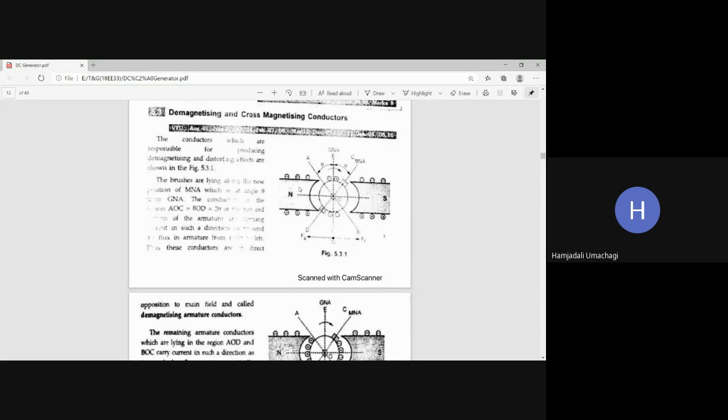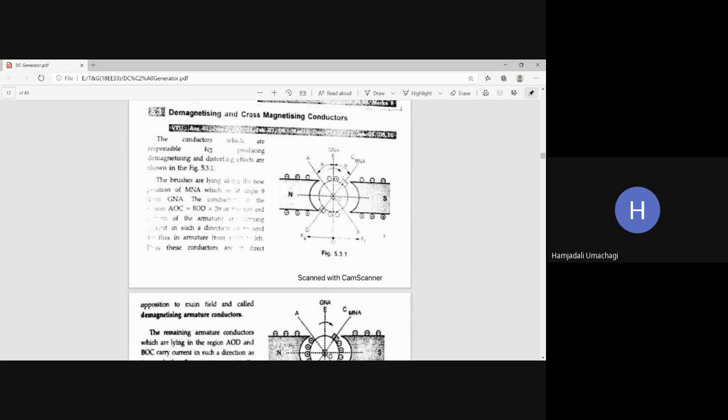Okay, so now here we are given a DC generator. These are the poles which carry the field winding, and this is the armature core which carries the armature conductors. Here you can see there is a presence of field flux as well as armature flux. Because of that interaction, the brush position has been displaced by an angle theta from GNA to MNA. Now how many armature conductors are responsible for demagnetizing effect, and how many for cross magnetizing effect, we will see in the derivation now.